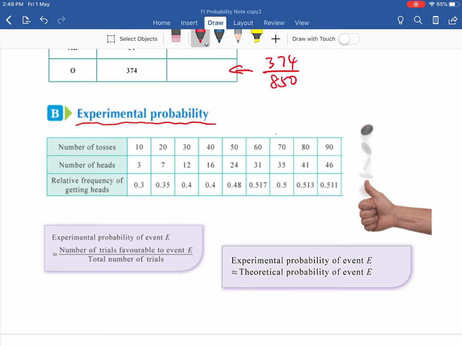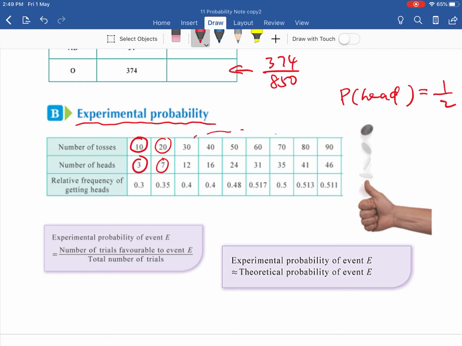For example, tossing a coin, you know that the probability of head is 1 over 2, okay? But it does not mean if you really toss a coin 10 times, it is 5 to 5, 5 heads and 5 tails. No, because in the real world, it is not exactly the same. So in this experiment, they toss 10 times, only 3 heads, okay? 20 times, only 7 heads, okay?